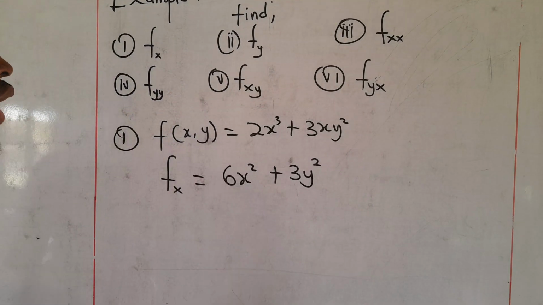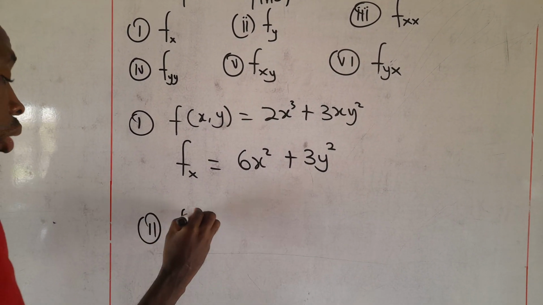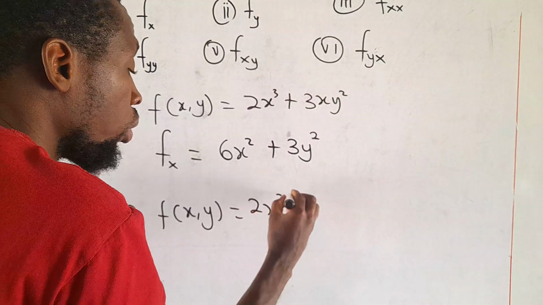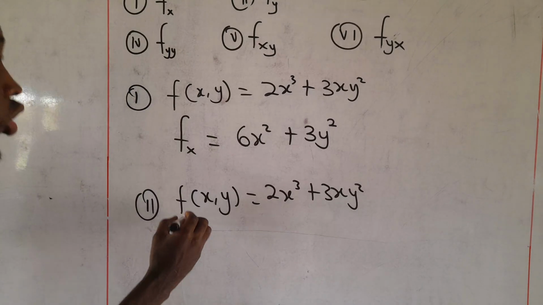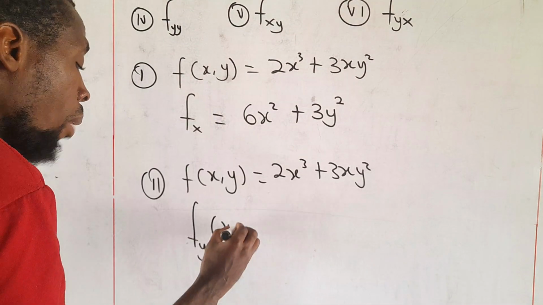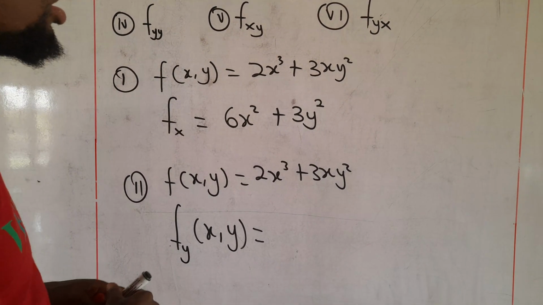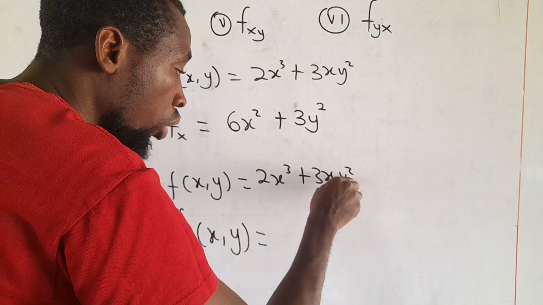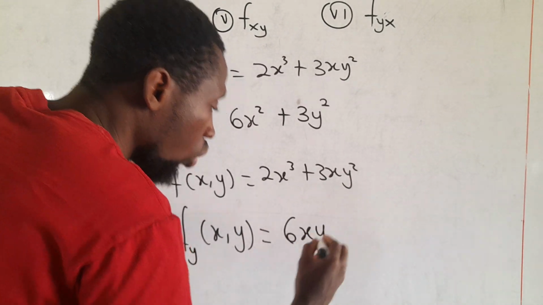The second one, we want to perform partial differentiation of the function, remember the function f of x, y is equal to 2x cubed plus 3xy squared, with respect to y. So what happens? The x will be held constant. So the whole of this will be 0. Then when we differentiate this function, we'll get 6 times x, constant, and y.